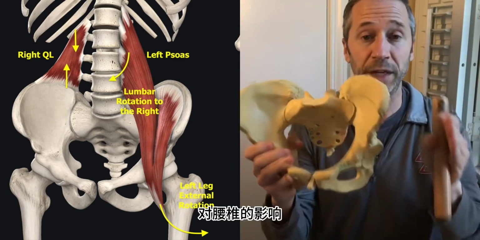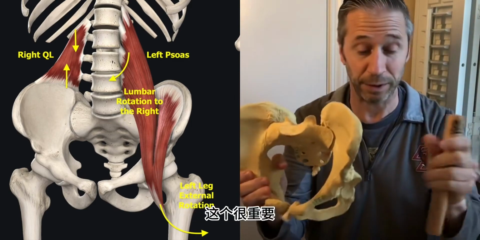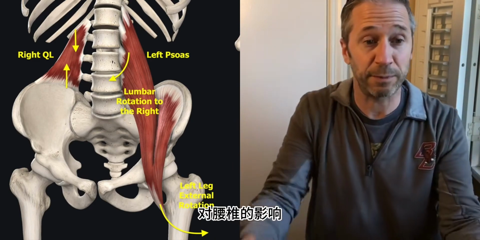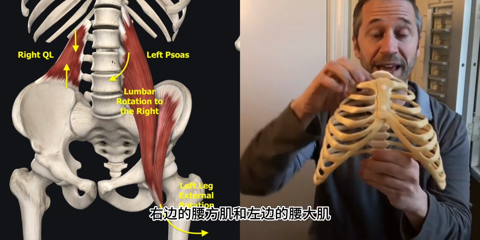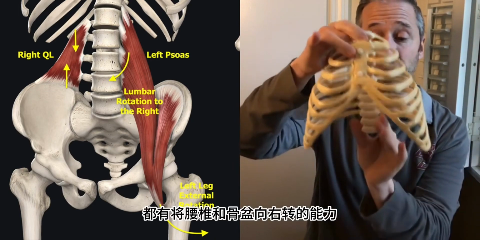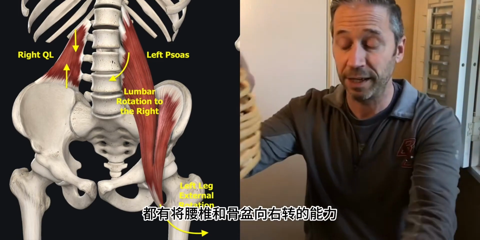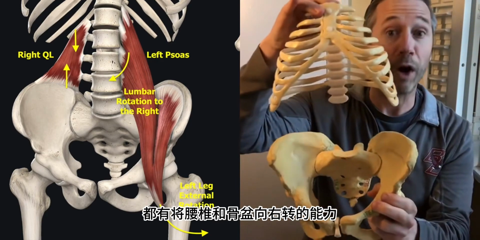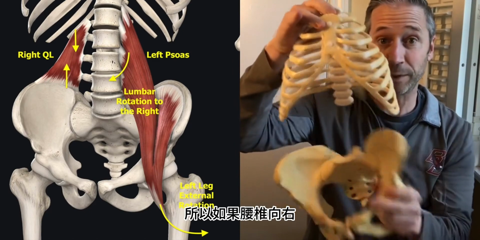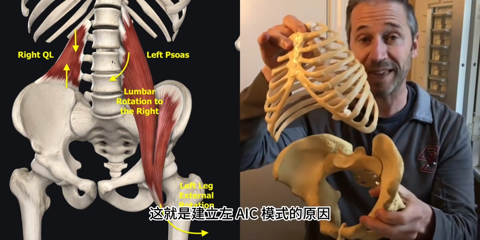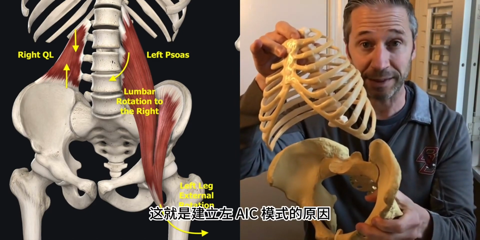When you just look at their influence on the lumbar spine, this is important. The influence on the lumbar spine of the right QL and the left psoas have a combined effect of turning the lumbar spine to the right, along with the pelvis. So if the lumbar spine goes to the right, the pelvis goes with it, and that's what establishes the left AIC pattern.